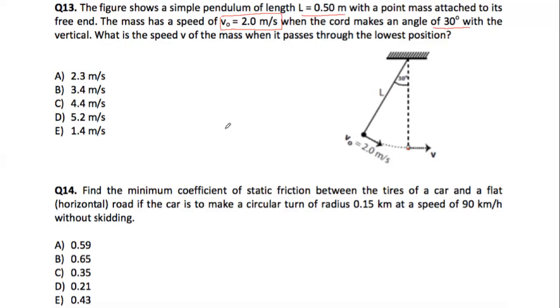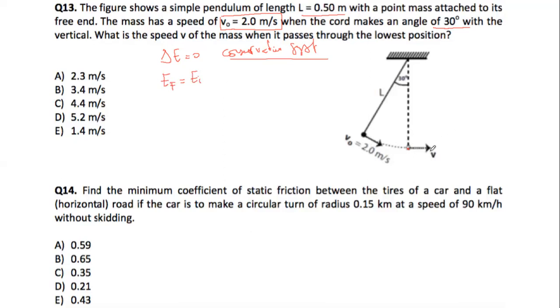In order to do that, you have to remember that the pendulum, if I neglect air resistance and all the frictions, is a conservative system. So the change in mechanical energy, delta E, is 0. It's a conservative system. This means that E final, the mechanical energy at the lowest point, will be equal to E initial, the initial mechanical energy.